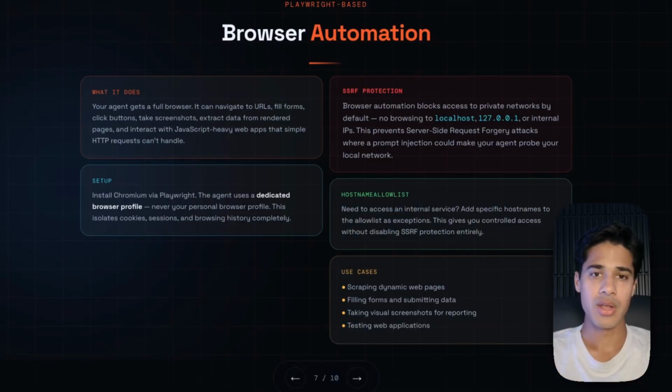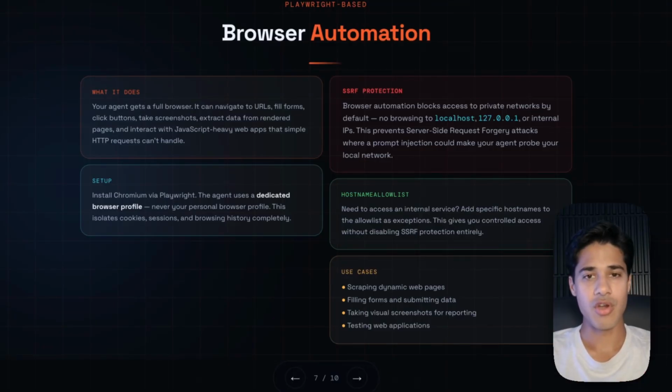Setup is super straightforward. So you install Chromium through Playwright. The agent uses a dedicated browser profile completely isolated from your personal browsing. So separate cookies, separate sessions. This is the same principle as the dedicated Gmail account. Never let your agent operate in your personal context.